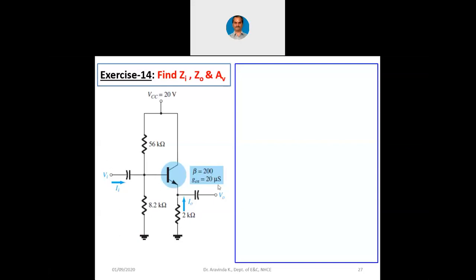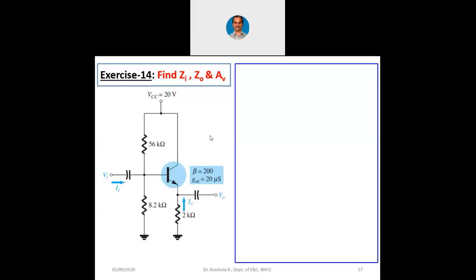And here, instead of R0, he has given GOS. Actually, R is the symbol used for resistance and G is the symbol used for conductance. Ohms is the unit for resistance, whereas Siemens is the unit for conductance. So here he has given GOS equals 20 microsiemens. The reciprocal of this is the output resistance for the collector to emitter junction. So using that, let us try to solve this problem.